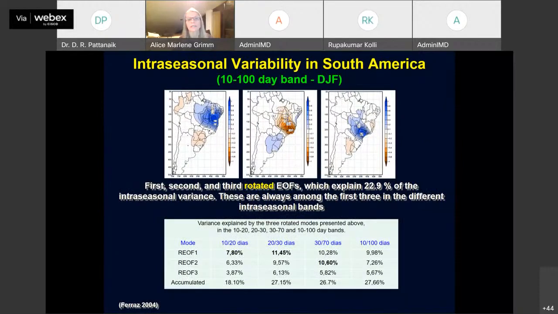The first three rotated modes in the intra-seasonal timescales are these ones. So the three modes are actually among the five first modes in these three time-frequency bands. These two first modes are dipole-like modes, one with highest factor loadings here over the South Atlantic convergence zone.